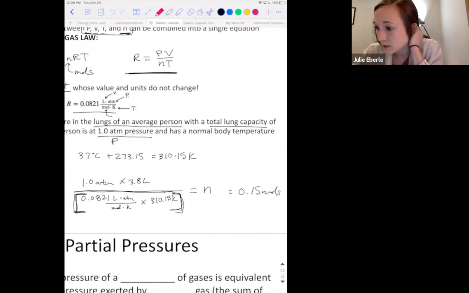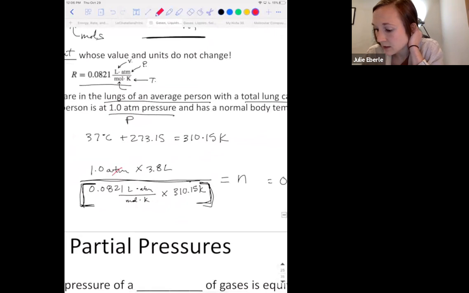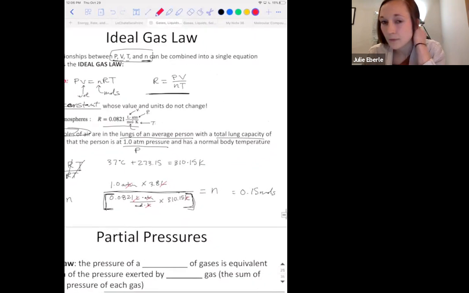And to double check yourself, do all your units cancel properly? ATM on top, ATM on bottom, liters on top, liters on bottom, Kelvin on top and Kelvin on the bottom, and we're left with 1 over moles, which is just moles.